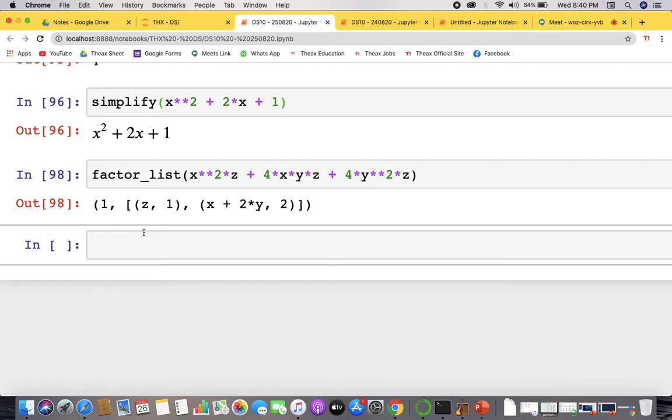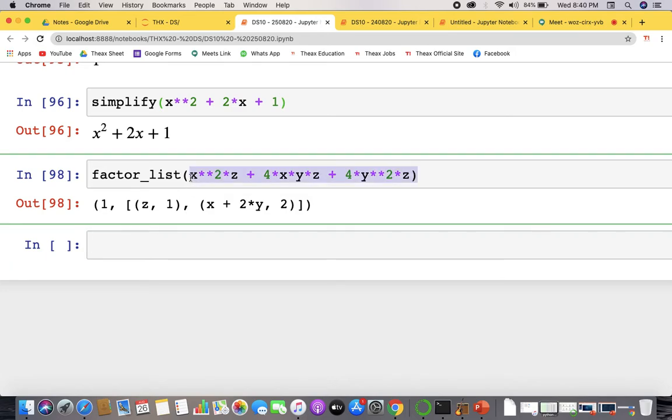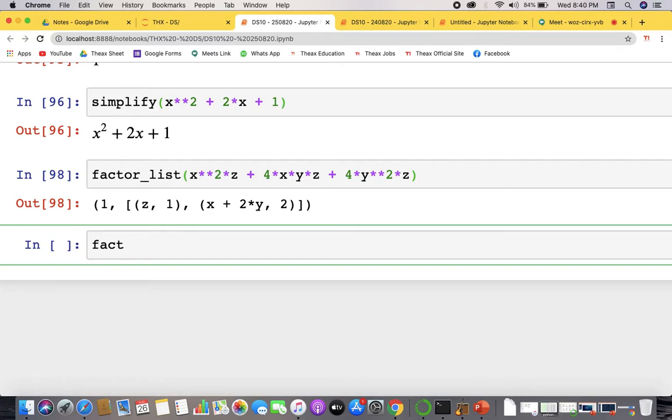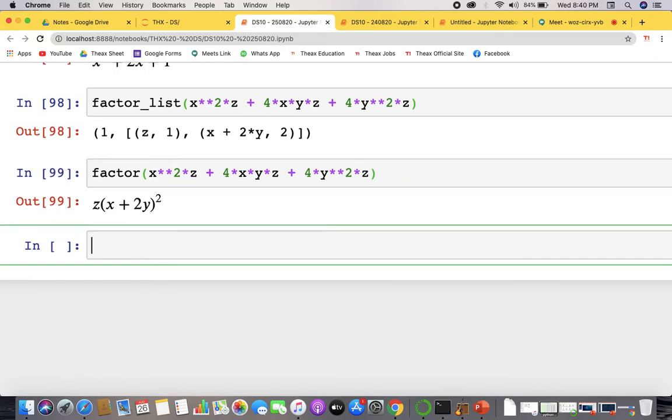The result would be a factor 1 and a factor z, with the rest inside. But if you write this expression and take it as a complete factor, not as a list factor, you just get a factorization, that is z times (x plus 2y) whole squared. And here, with factor_list, you are getting the factors inside a list.